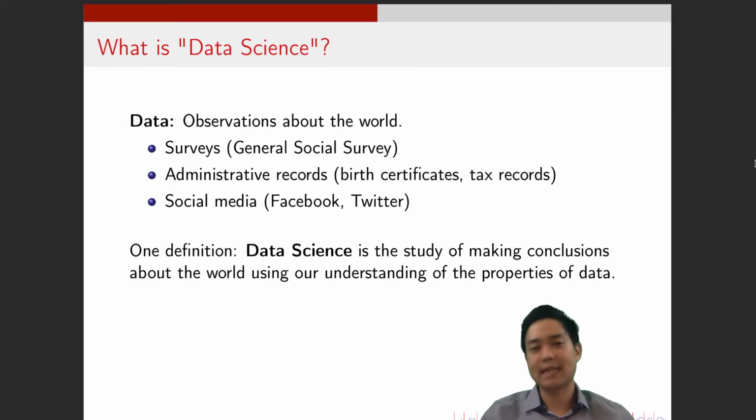So what is data science? Well, let's start with what data is. Data are observations about the world, and this can come from many sources. One is surveys, where people go out and actively collect that data. One example is the General Social Survey. Another source is administrative records, and this can be from stuff like birth certificates, tax records.